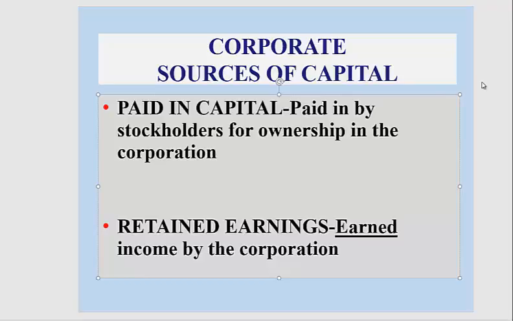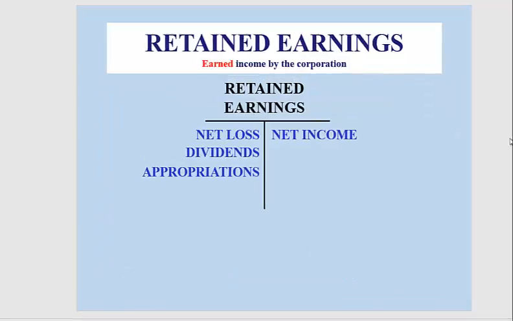This video covers corporate earnings and distributions. Last chapter you learned that the capital of a corporation is called stockholders' equity. It's divided into paid-in capital, which is the amount paid in by stockholders for ownership in the corporation, and retained earnings. Retained earnings is the amount that has been earned through operations by the corporation. We're going to be focusing on the retained earnings portion of stockholders' equity.